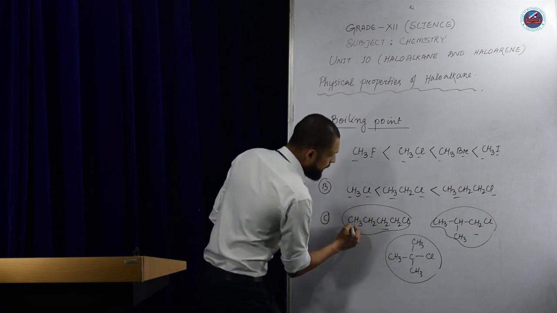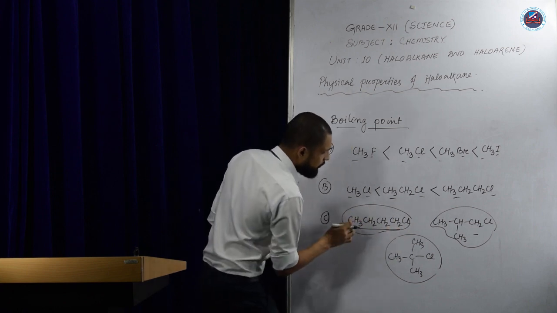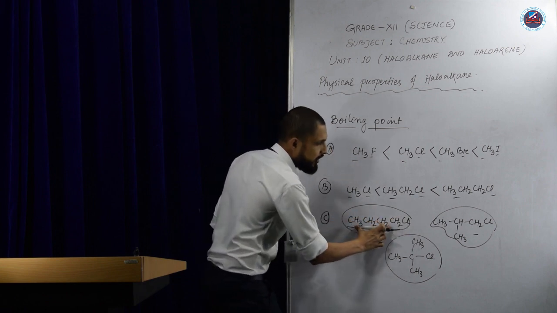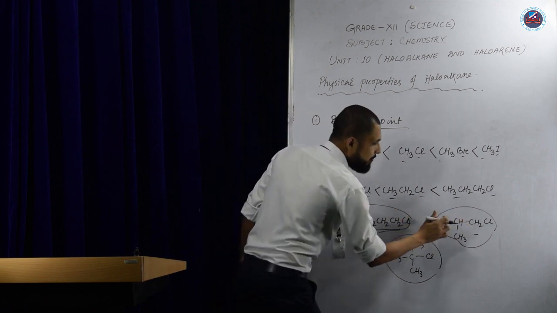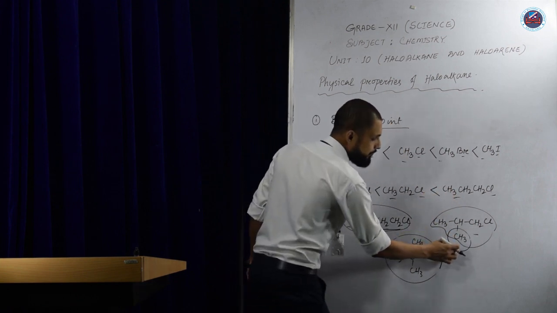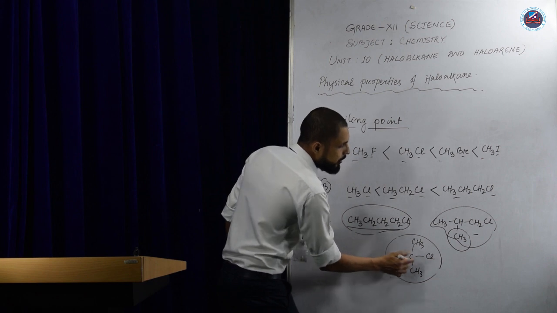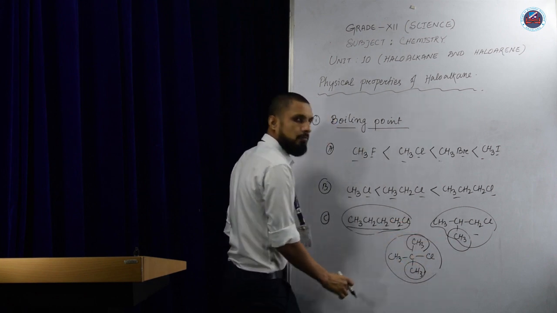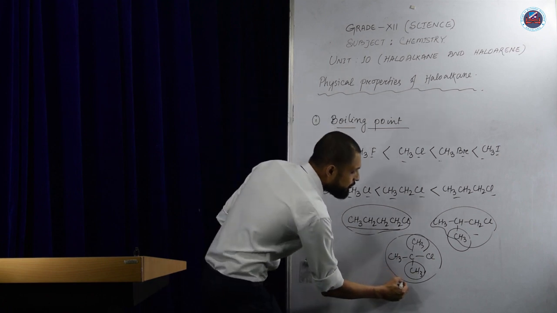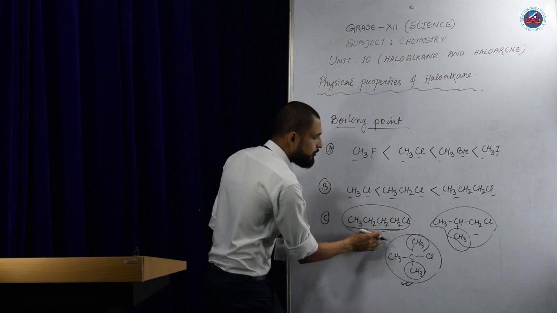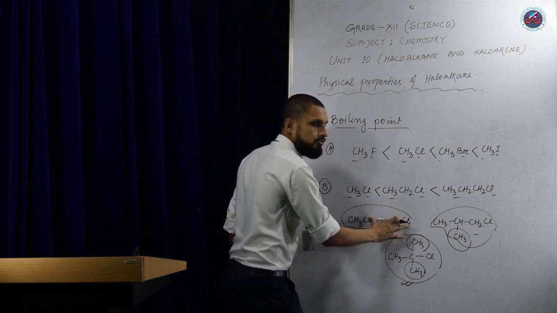You can see here, for the first compound, you have all the carbons in a straight line. That means it's a straight chain. In the second compound, you have one alkyl substituent, that is a methyl group. In the third compound, you have two substituents. If you compare these three compounds, you'll find the branching is maximum in the third compound and minimum here. There is no branching here, it's a straight chain.